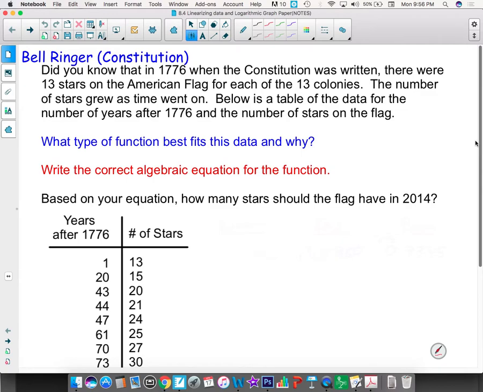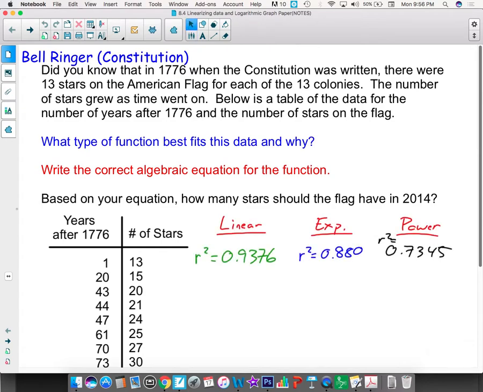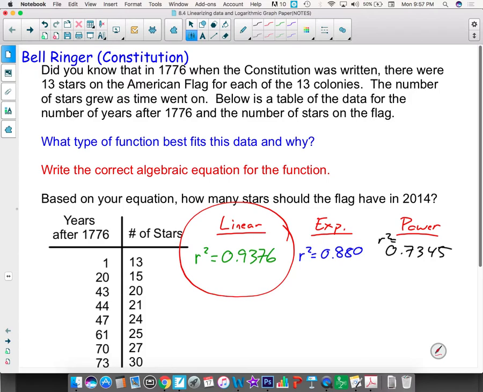So you guys should have put this in your calculators, and you should have done a regression of all of them. You might have that on your notes actually for what the regressions are. If you see those on your note sheets, you have linear is 0.9376, exponential is 0.880, and power is 0.7345. So this is the equation that you wanted to use, your linear equation. So whatever you got for your y equals mx plus b on that one, because that's the best one.